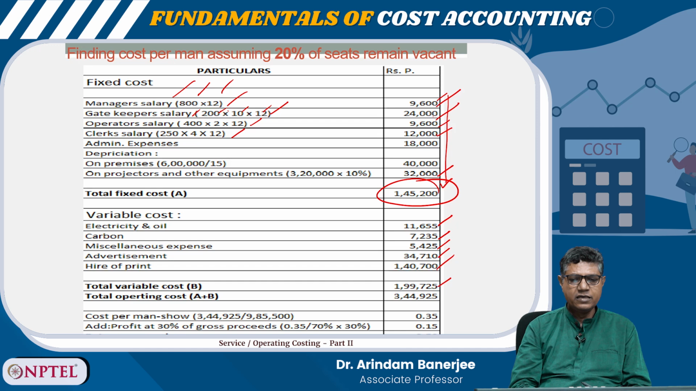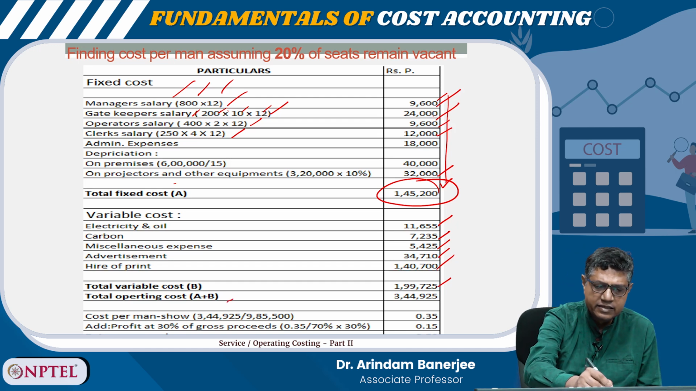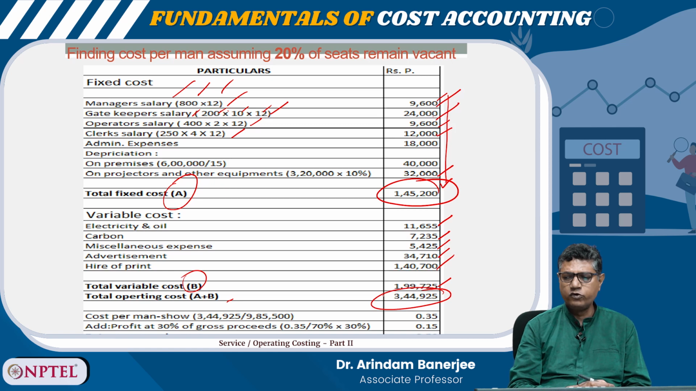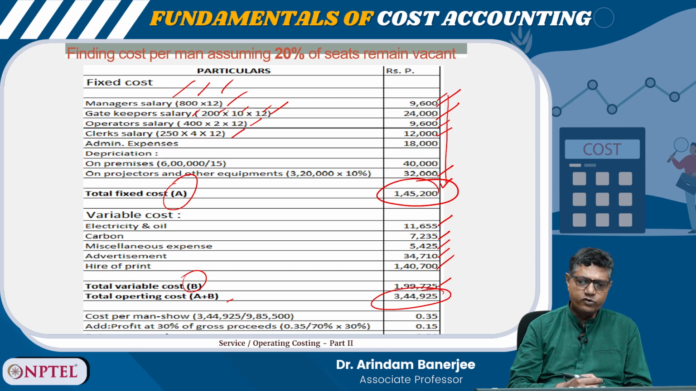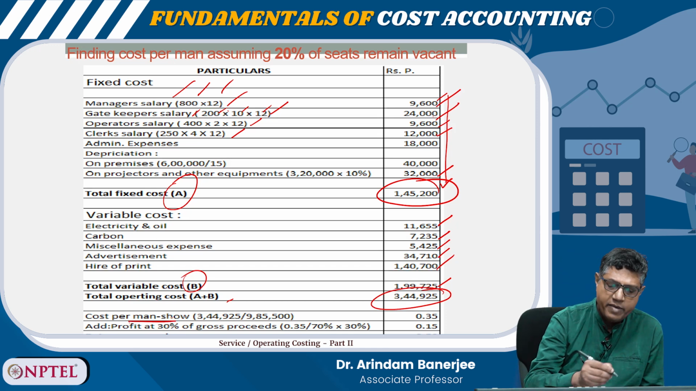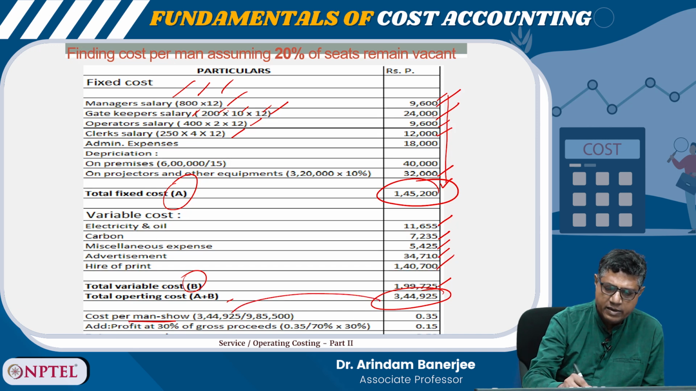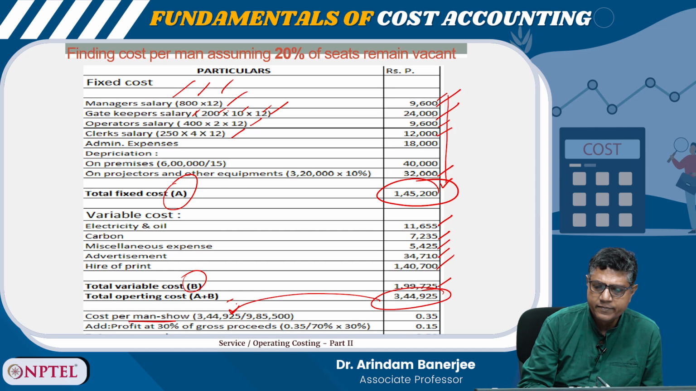1,99,725, right? And that means if you add A and B, this is A and this is B, the total operating cost is 3,44,925. So this is my total cost, right? I need to calculate what? I need to calculate the cost per man show, right? So 3,44,925, it is coming from here, right? Divided by 9,85,500, right? This is the man show.